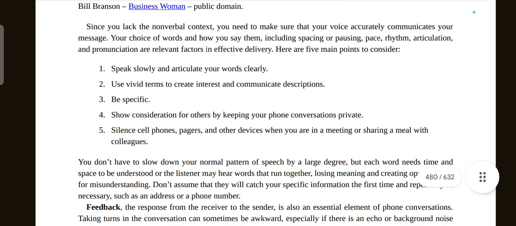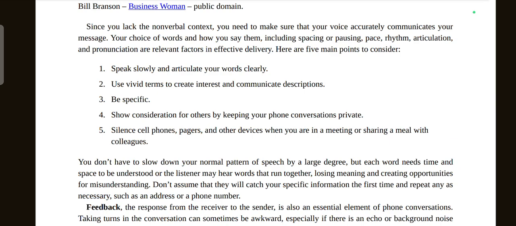Number two is use vivid terms to create interest and communicate descriptions. Number three is be specific. So you should not be very broad. It should be specific. So if you have one topic, then you should focus on that topic. Number four, show consideration for others by keeping your phone conversations private. So your phone conversations must be private because it shows consideration for others.